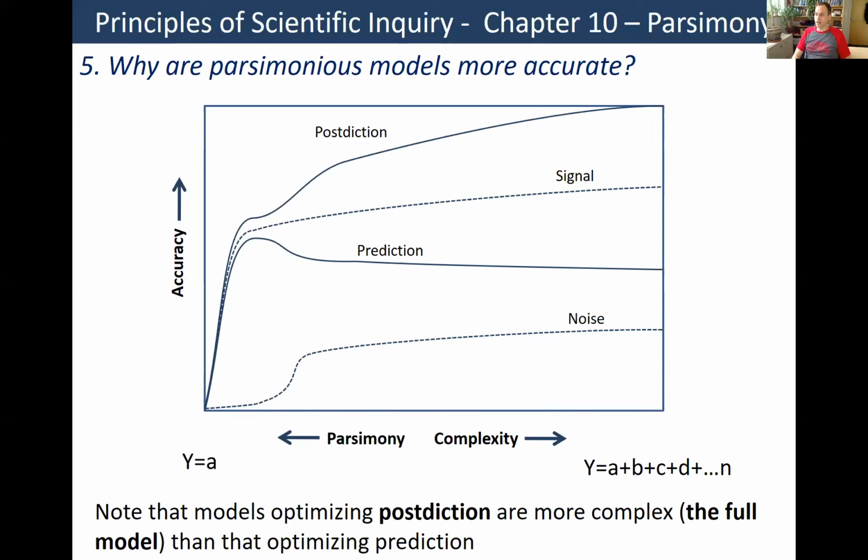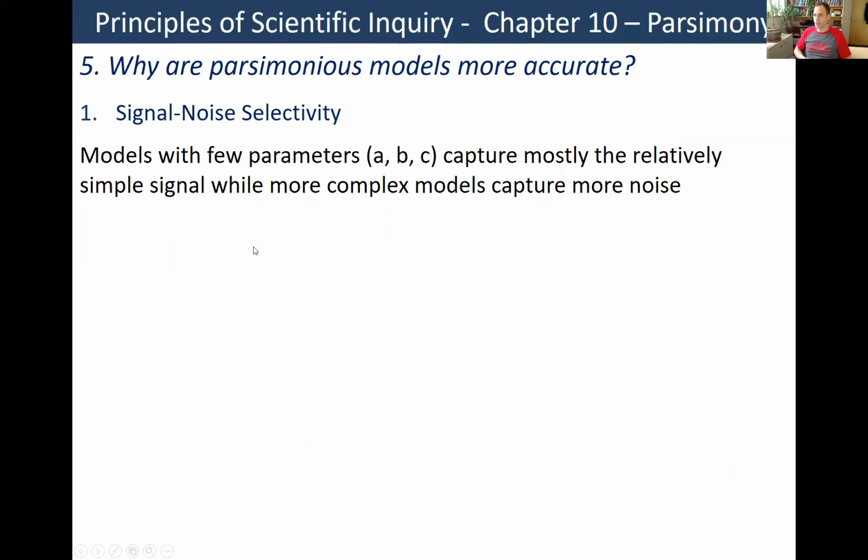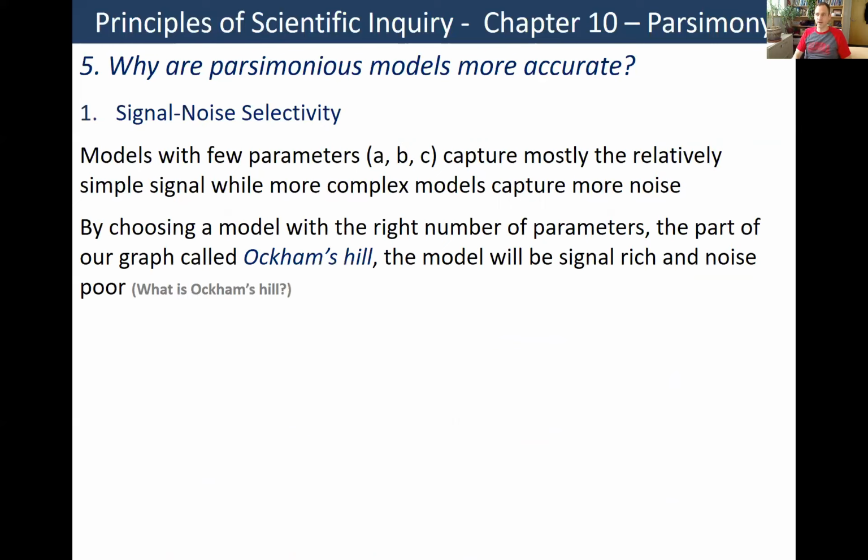Much more complex than optimizing for prediction, right? Which is at Occam's Hill right here, this part here. That's the optimal, okay? Signal noise selectivity. Models with few parameters, ABC, capture mostly the relatively simple signal, while complex models capture more noise. By choosing a model with the right number of parameters, the part of our graph called Occam's Hill, the model will be signal rich and noise poor. So you should make sure you know what Occam's Hill is.